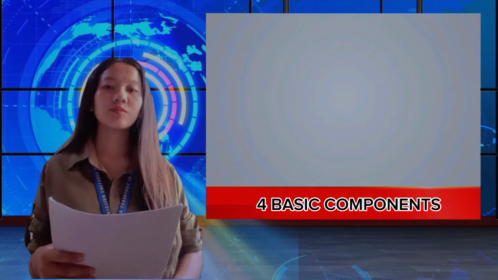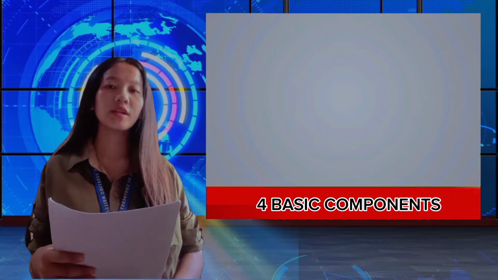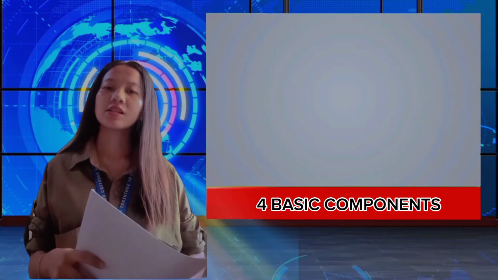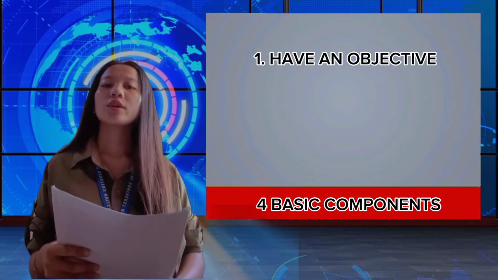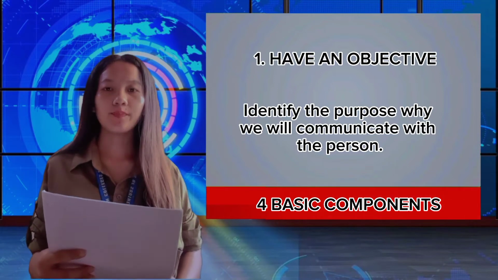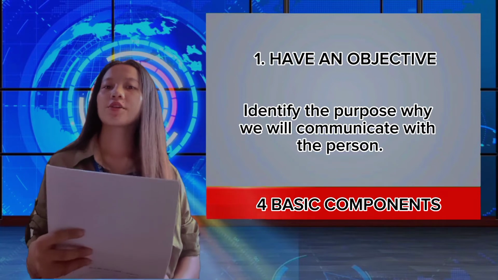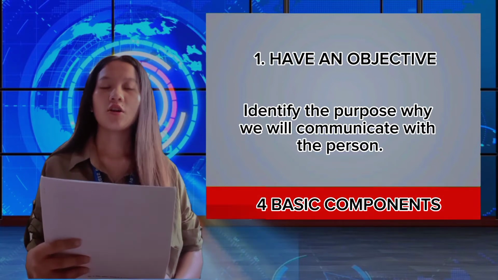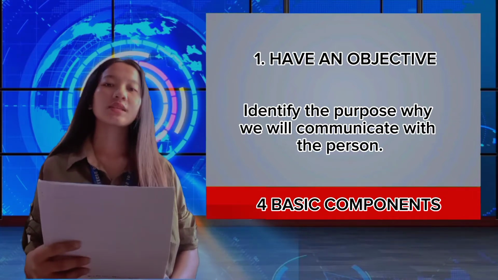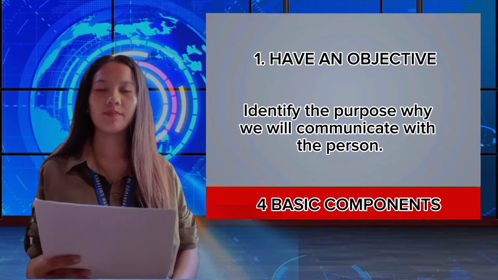In order for us to communicate with purpose, we must consider four basic components that will help us to communicate effectively. First is to have an objective. We must identify the purpose why we will communicate with the person. It is to inform, entertain, or persuade. What are your expectations from the person or audience? By developing strategies for communication, you can set and adhere to consistent standards for every interaction.